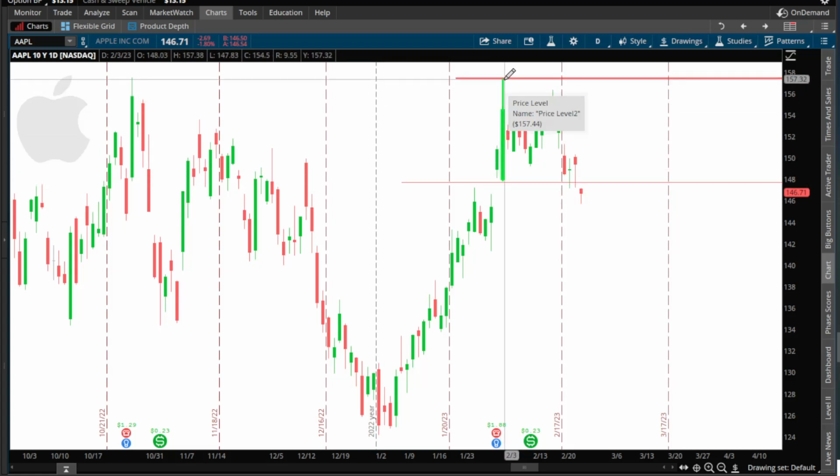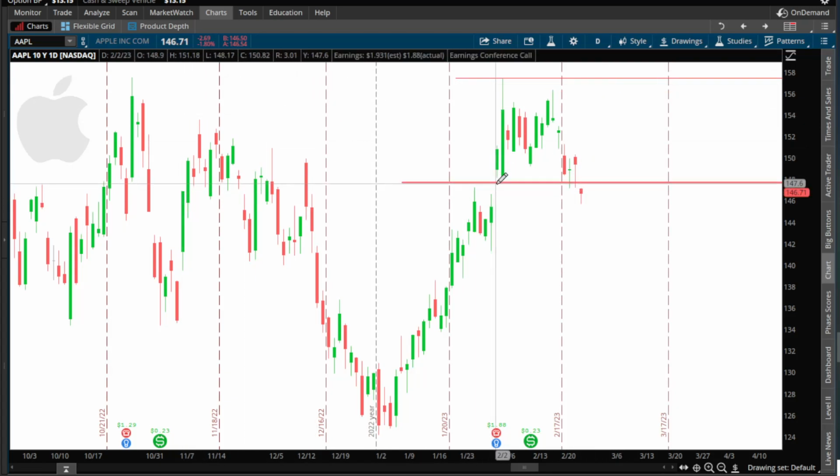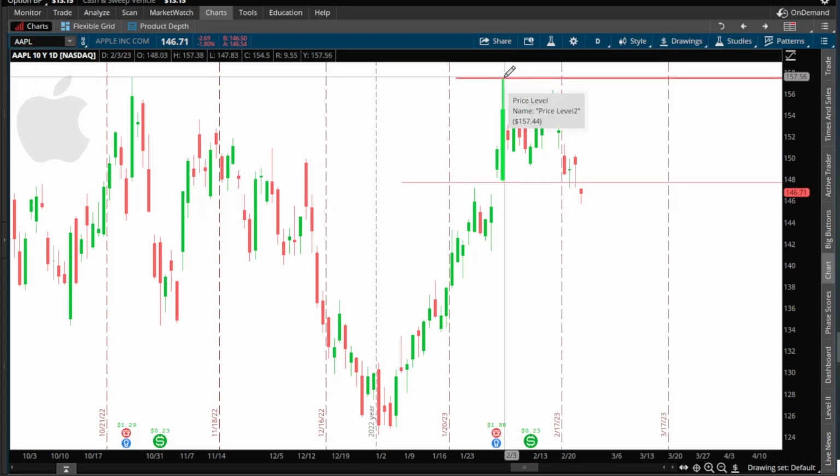Now, think about that for a second. That's pretty darn crazy. I mean, Apple is right now at 146.71. I mean, imagine just moving $10 in one day. That's lunacy. That's crazy. So when you see a candle like this, you want to set a support and a resistance above that, because this candle is going to dictate price action.